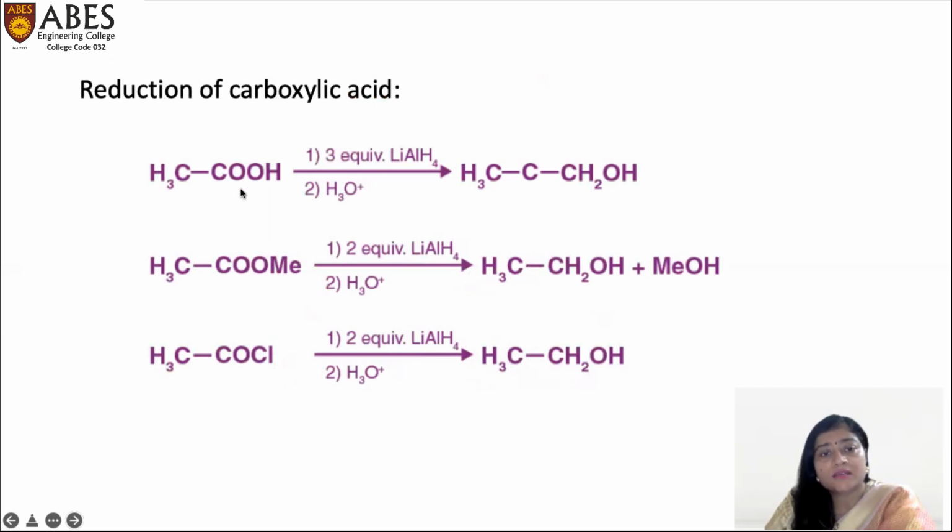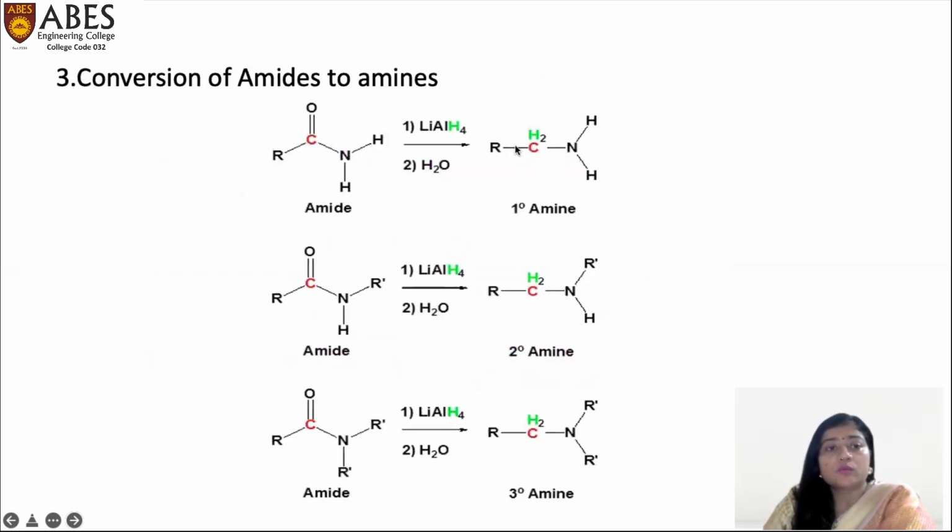Similarly, different carboxylic acids and acid chlorides are converted to primary alcohols. And the most important application is the conversion of amides to amines. You can see over here primary, secondary, and tertiary amides being reduced to primary, secondary, and tertiary amines. The reaction occurs in the presence of LiAlH4, which reduces it, followed by acidic hydrolysis. Similar to the case of the Grignard reagent, we have not discussed the mechanism over here.